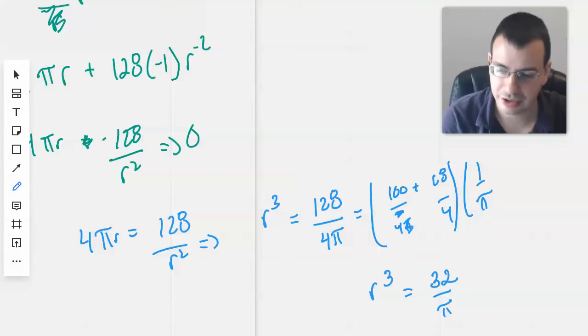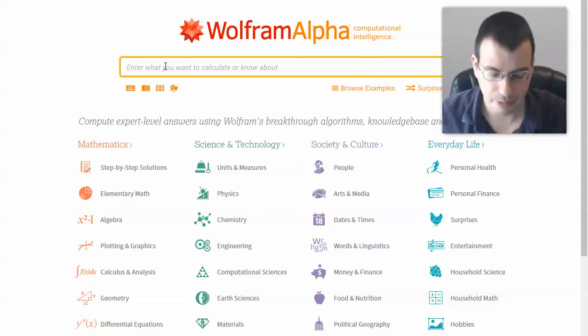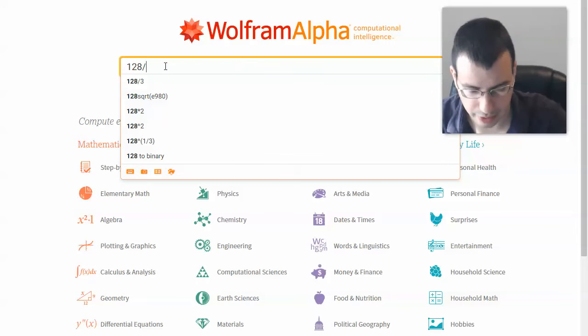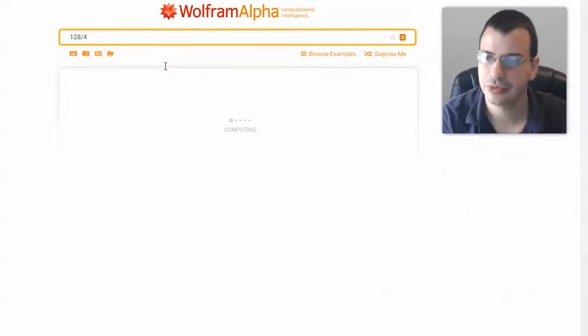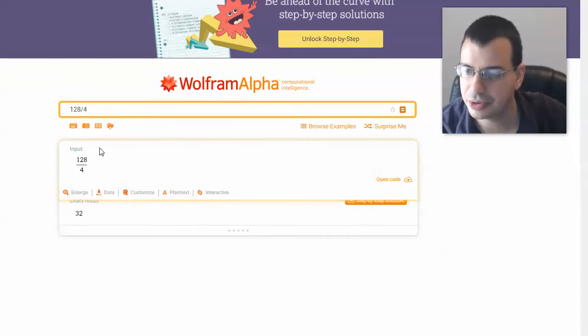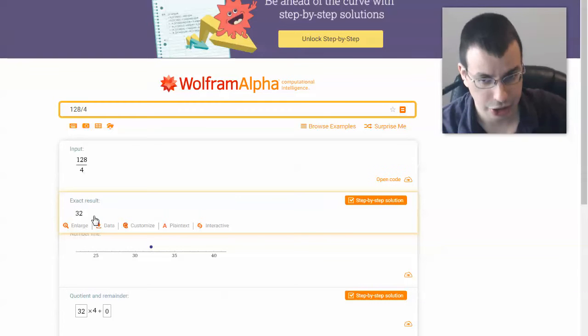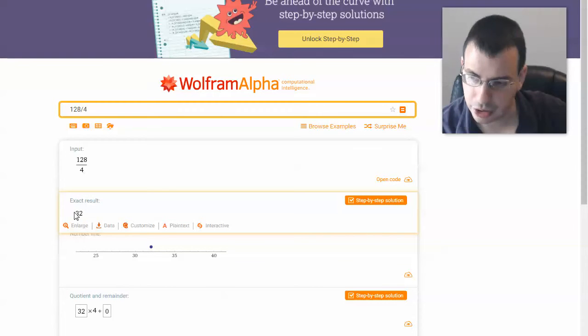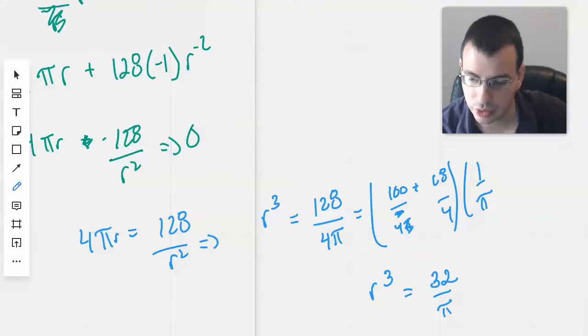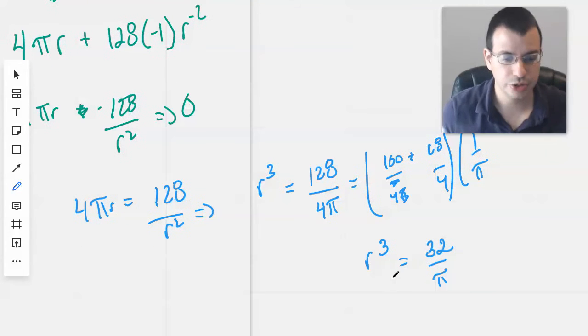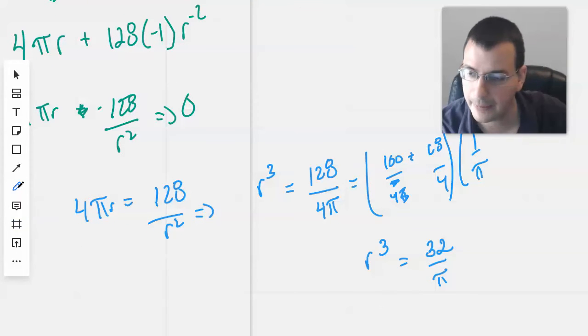I should Wolfram that. You guys probably have your calculators, but I have my Wolfram. I could use a calculator too. It is 32. Why did I push enter? Sorry, Wolfram, for making you do that extra work. So 32. So we are correct.